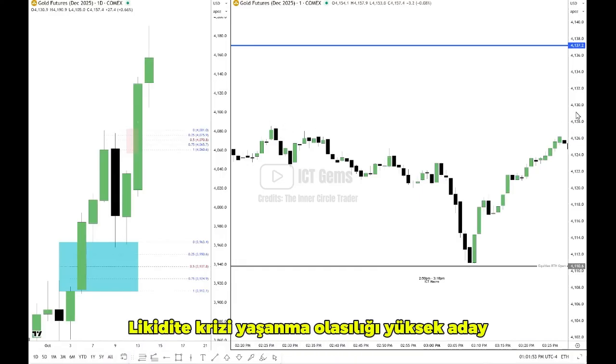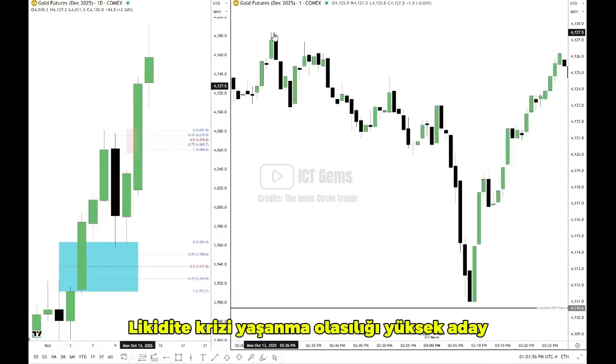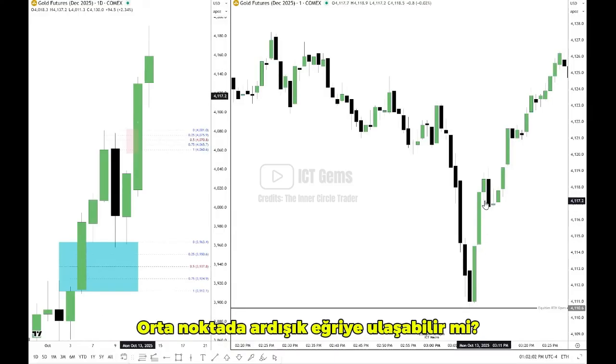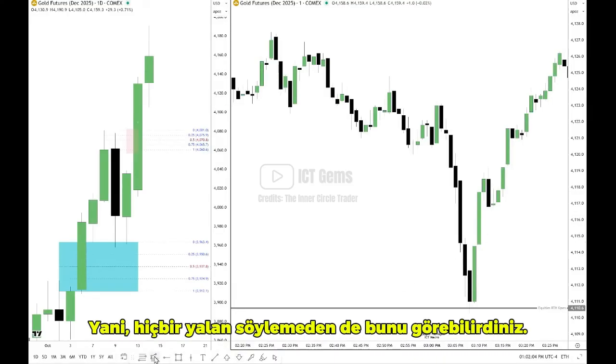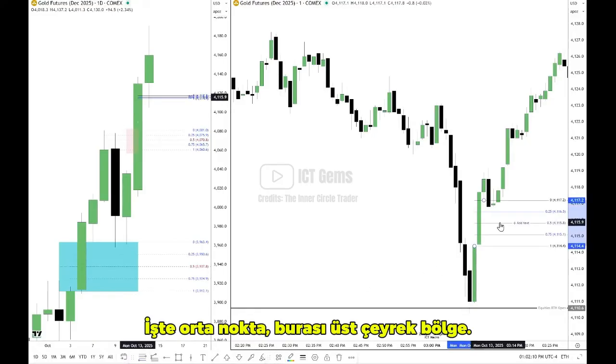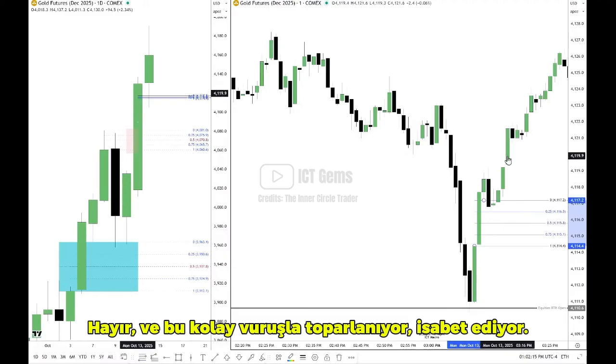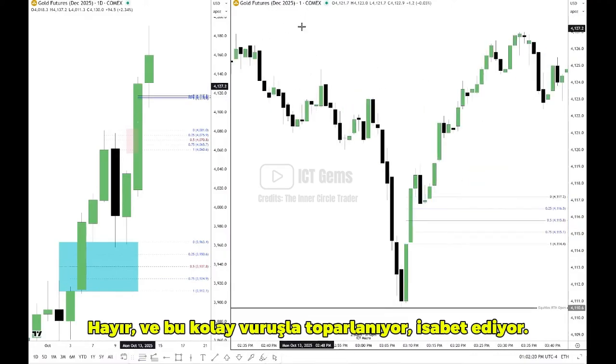High probability candidate for a run on liquidity. Here's an inefficiency. We trade down into it. Couldn't get to consequent encroachment or halfway point. Well, you could see it without having any fib on it. Here's the halfway. Here's quadrant upper. Could it touch it? Nope. And it's rallying. This easy draw hits it.